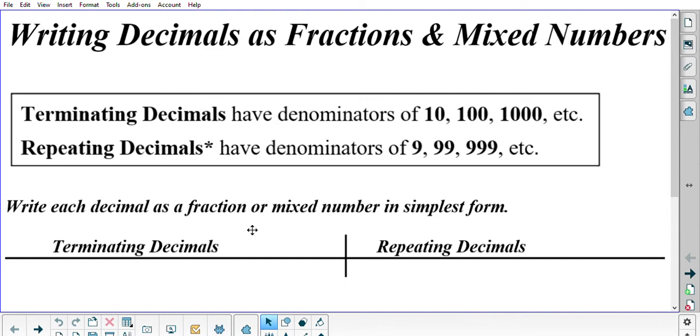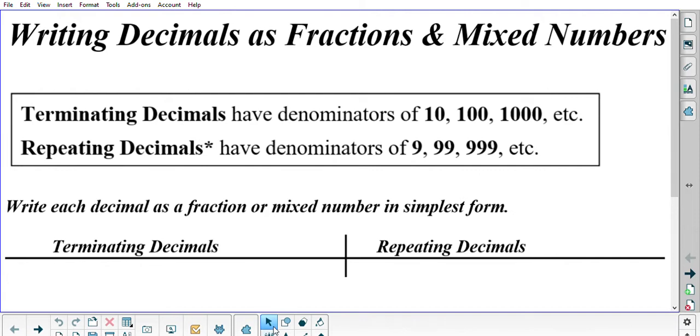Hello, this is Mr. Underkoffler, and today we're looking at the guided notes called Writing Decimals as Fractions and Mixed Numbers. This is the opposite way of how we did problems on the previous guided notes when we were going from fractions to decimals. Now we're going the other way. We're going from decimals and turning them back into fractions or mixed numbers.